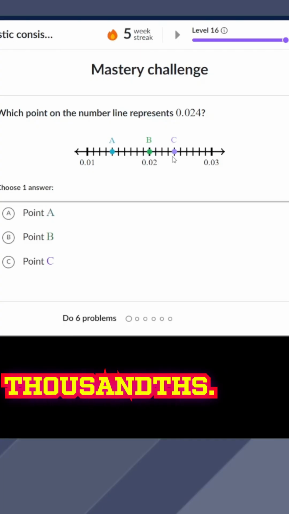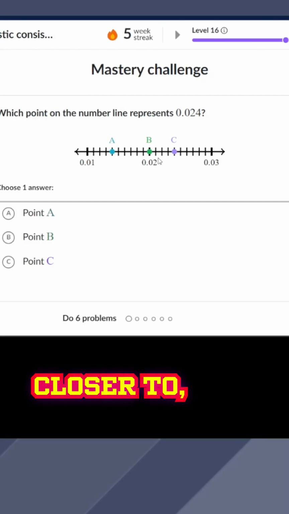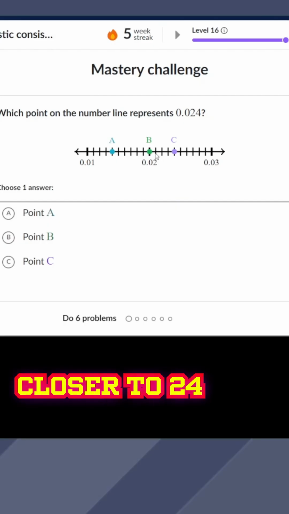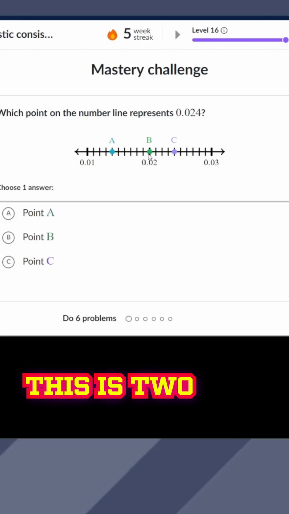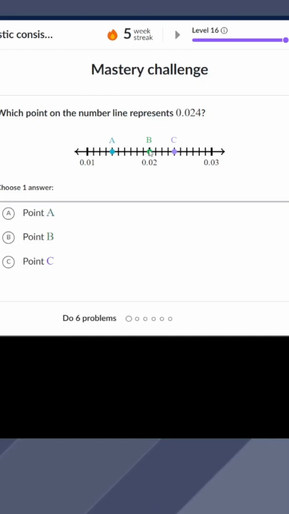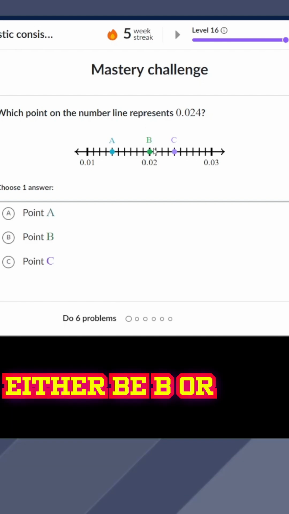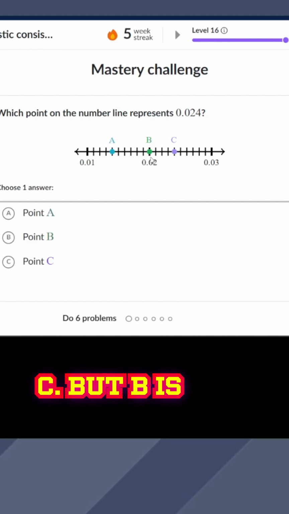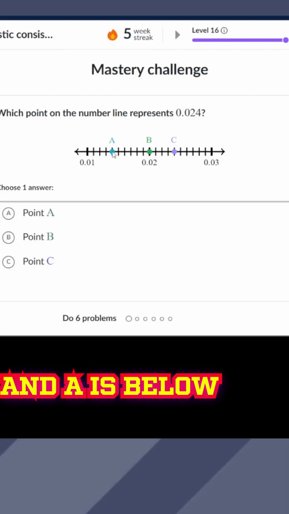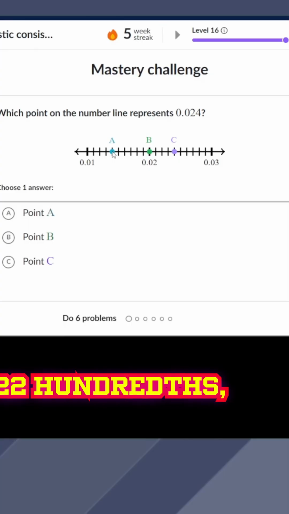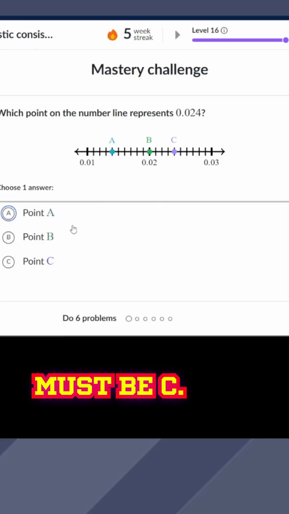Now let's look at the thousandths. Which one is closer to 24 thousandths? If this is 200ths, which is 20 thousandths, then it will either be B or C. But B is on 20 thousandths, and A is below 22 hundredths. So the answer must be C.